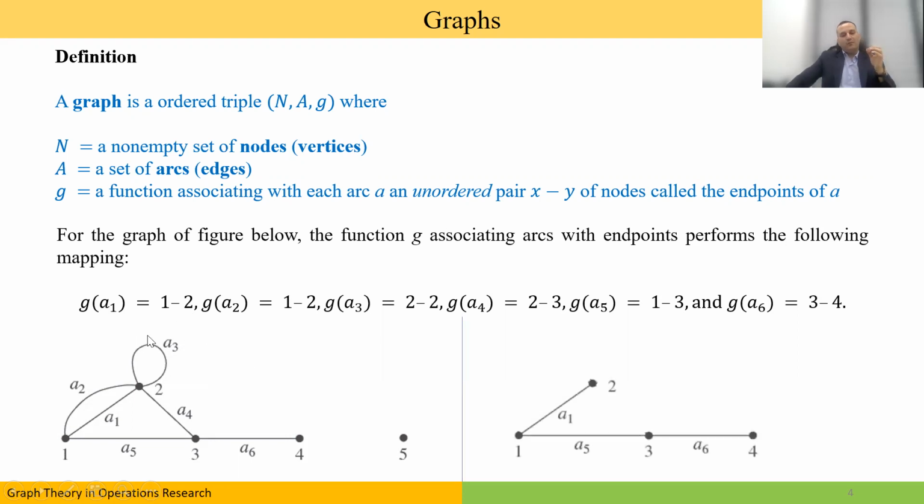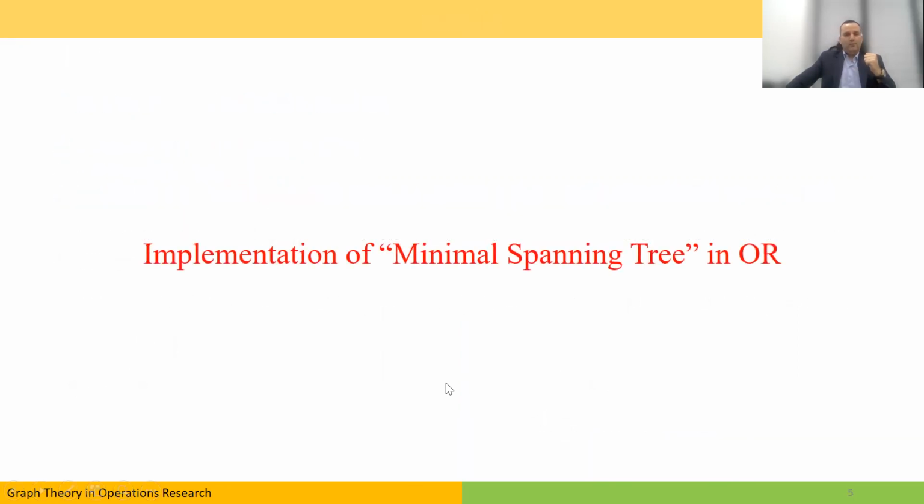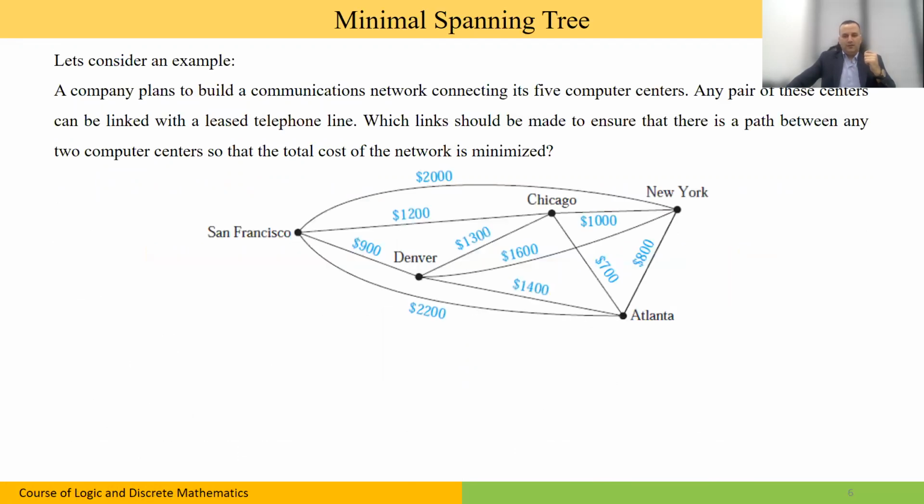Here, from this original graph, we can construct a subgraph. For example, by eliminating A4, A3, and A2, and also vertex 5, we have a subgraph. This type of subgraph, we can call it tree. So we are going to use tree in the application that I want to demonstrate: implementation of minimal spanning tree in operations research.